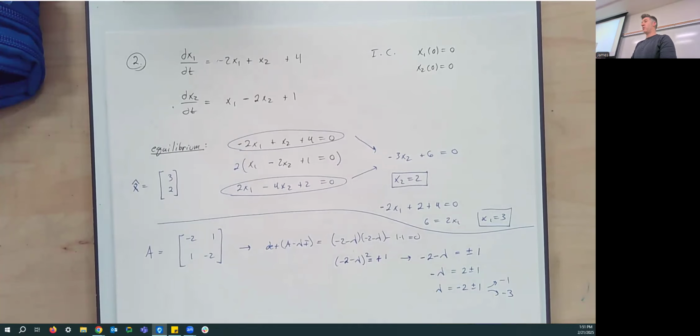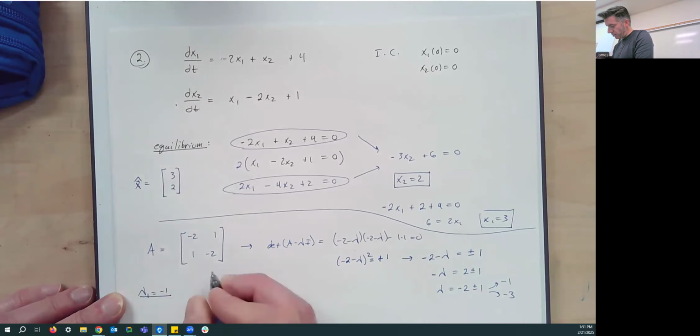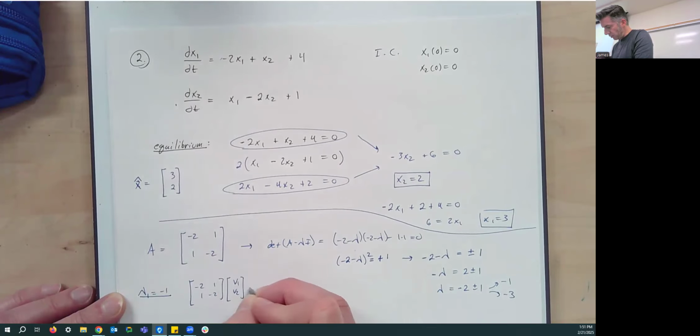Great. That means we also know that we're going to get a stable node for our equilibrium, but that doesn't really matter at this point. Let's find the eigenvectors. So for lambda 1 equal to negative 1, we have the matrix negative 2, 1, 1, negative 2 times our vector v1, v2 equal to negative 1 times v1, v2. So we're going to get negative 2 v1 plus v2 equal to negative v1. Adding 2v1 to both sides, you get v2 equal to v1. So our eigenvector here is going to be 1, 1.